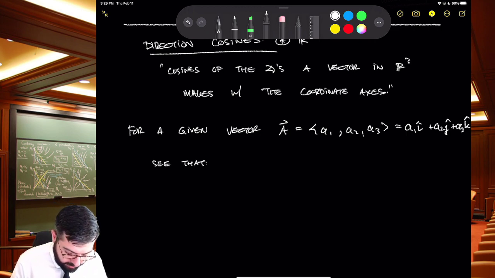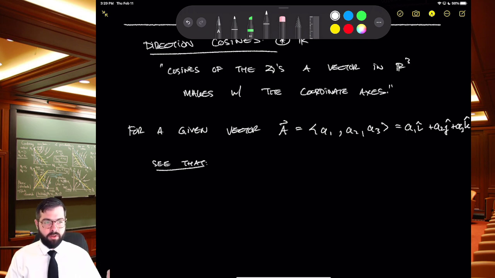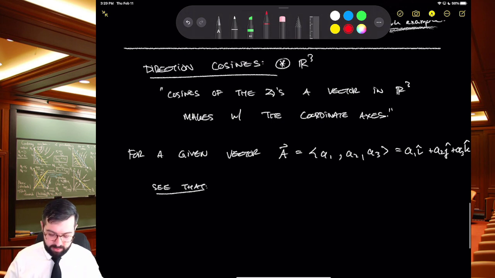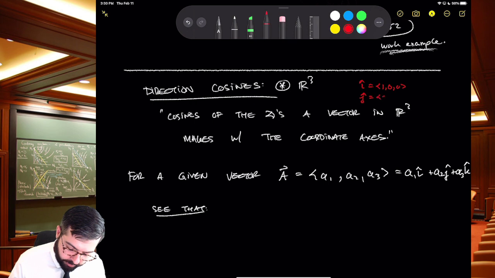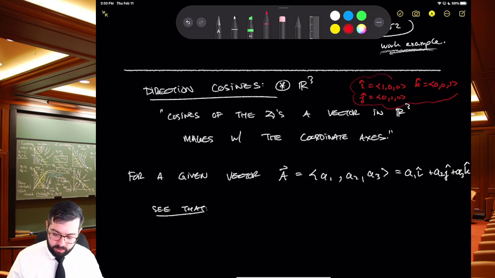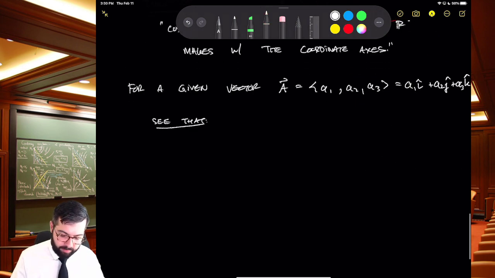See that if A is a vector, and so is i hat, right? What was i hat, j hat, k hat? They were vectors. They were the basis vectors, right? Same thing. This is 1, 0, 0. j is 0, 1, 0. k is 0, 0, 1. So they're vectors. They have magnitude 1.